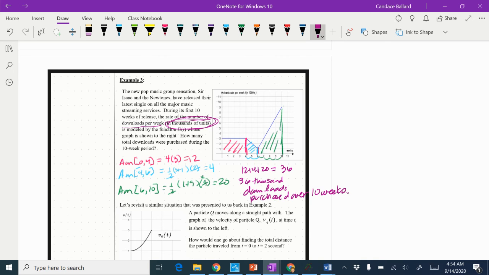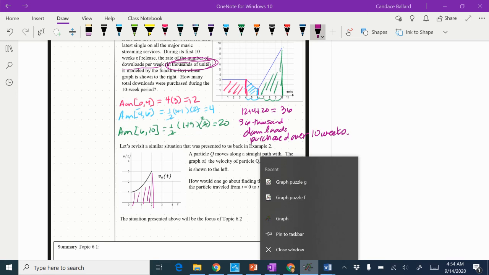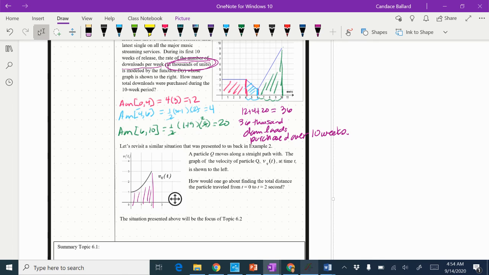And then the last question is just to think about, because we're going to get into this more tomorrow. Let's revisit a similar situation that was presented back in example 2. A particle Q moves along a straight path, with the graph of the velocity of the particle, Q sub V of t at time t, shown at the left. How would one go about finding the total distance the particle traveled from 0 to 2? Again, we've got a curve, a graph, and we know we have to find the area under it. Unfortunately, we don't have a nice pretty shape, so we're going to have to use some other techniques to find that area under the curve. That's where we're going to go tomorrow.